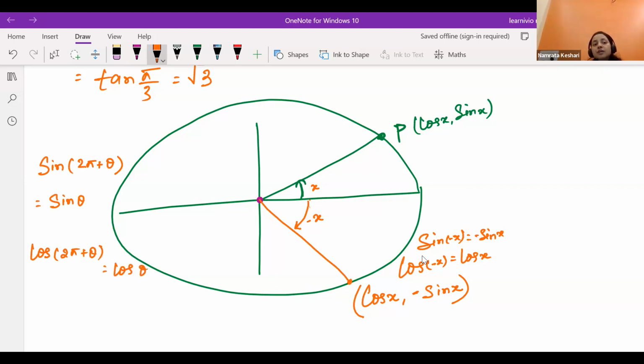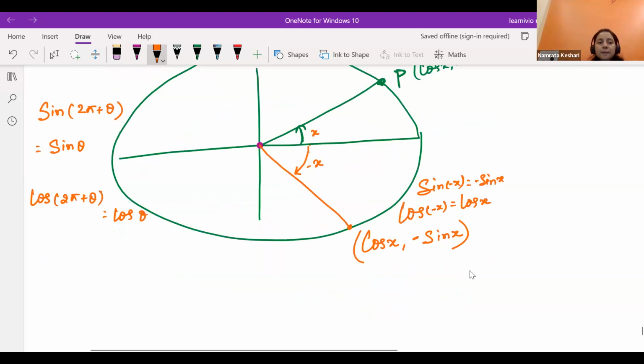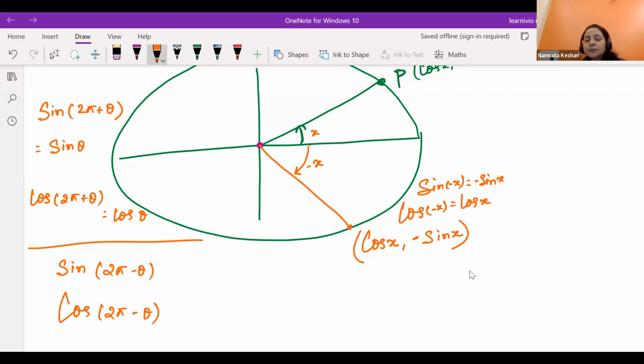But what if we are going to have sine of 2 pi minus theta, or maybe cos of 2 pi minus theta? Then what will happen? So 2 pi means one complete revolution, plus theta means just more than that. And what about 2 pi minus theta?